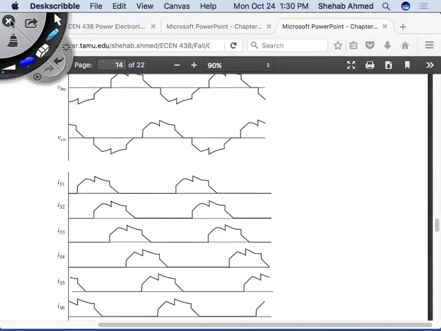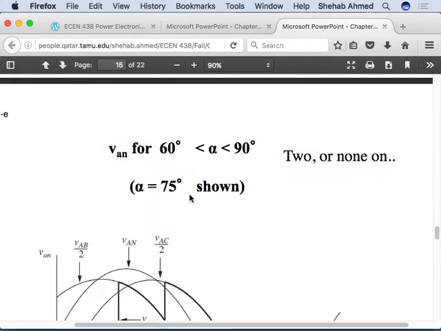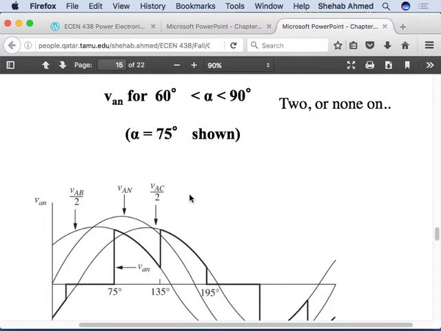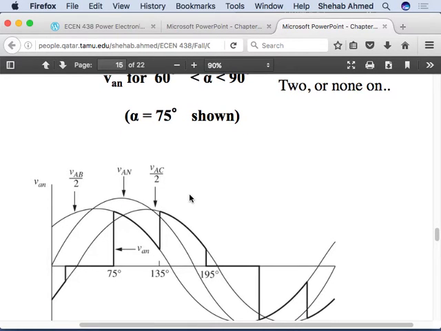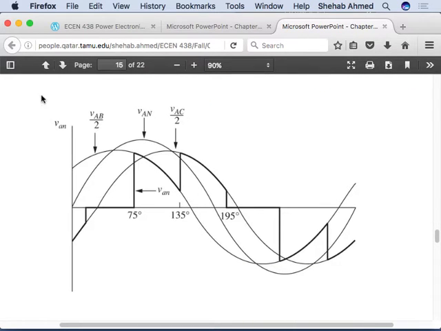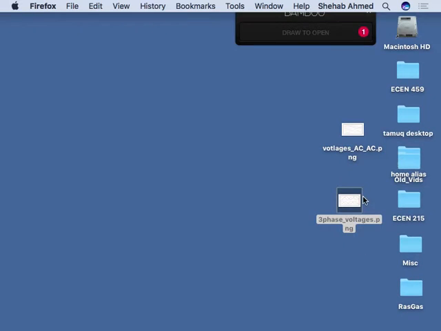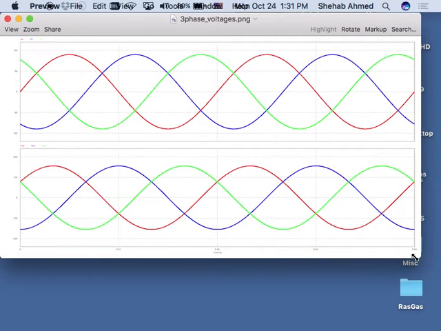Okay, so that's okay. Now, if you make alpha greater than 60 degrees and all the way up to 90 degrees, then you have a case where only two of the devices are on. I'll go through that very quickly with an example. We'll draw that as well.